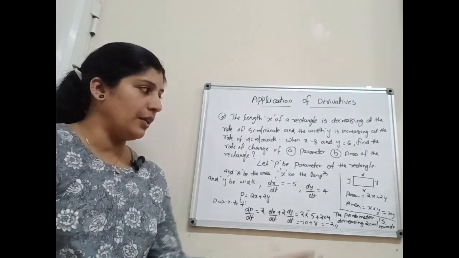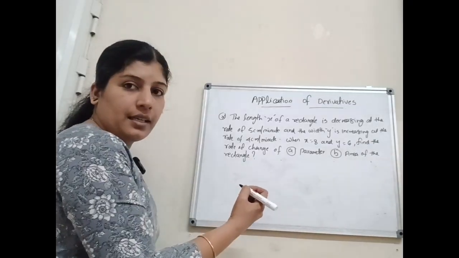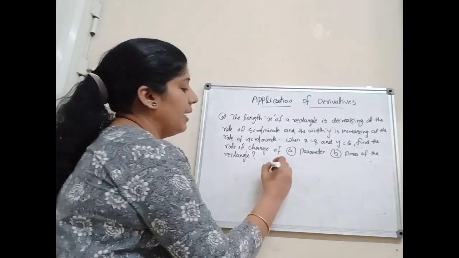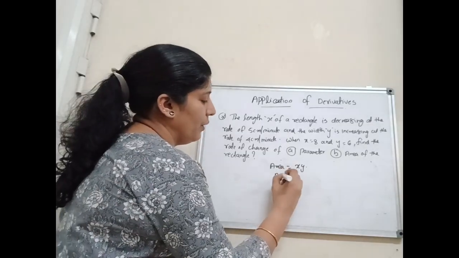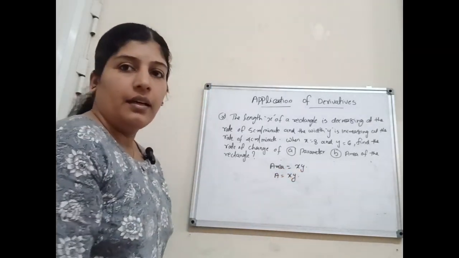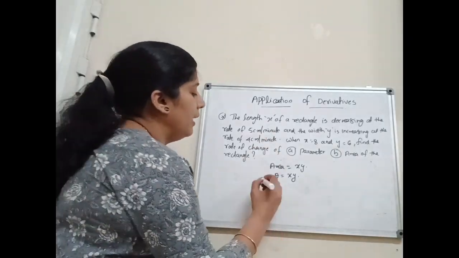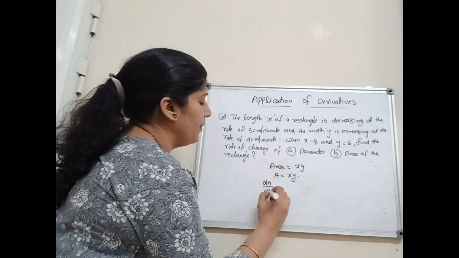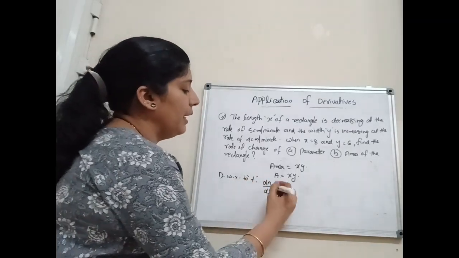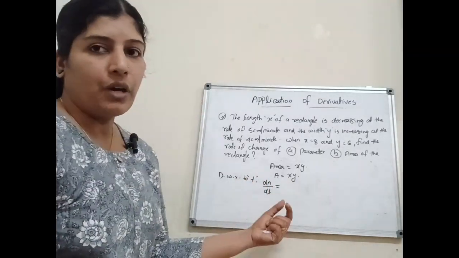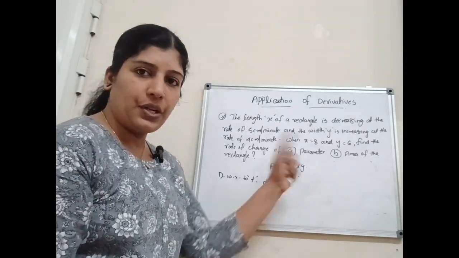Next we have to find out the rate of change of area. We know that area of rectangle is length into width. That is, A equal to xy. Next we have to find out the rate of change of area with respect to time, that is dA by dt. Differentiate with respect to t on both sides. Here we have to apply product rule, that is first function into derivative of second plus second function into derivative of first.